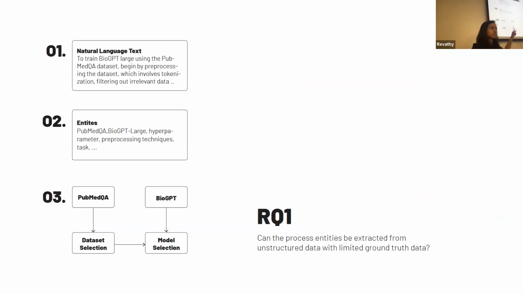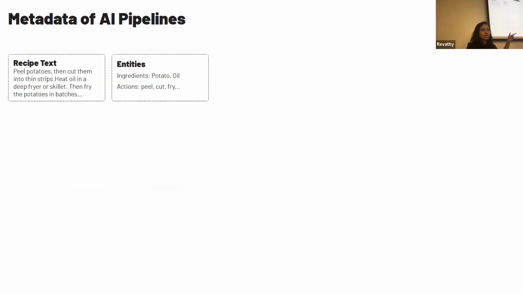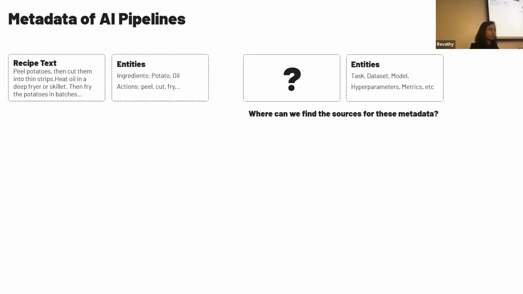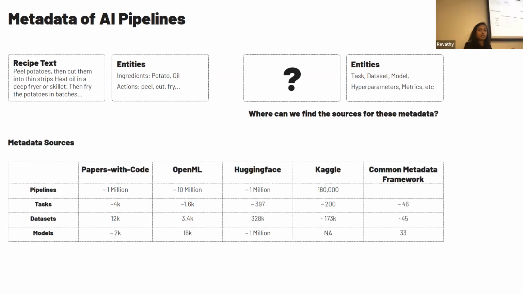To start with, how are we going to extract the entities from the natural language text? For recipes, we had the recipe text to extract the ingredients and cooking methods from. What is the equivalent for AI pipelines? When we were thinking about these, where can we find the metadata of AI pipelines? We stumbled upon these following open sources. And it's also not possible to execute these AI pipelines to create the metadata, because we will be back to square one with our problem, which takes time and compute resources to execute them. So these are the metadata sources that we stumbled upon.